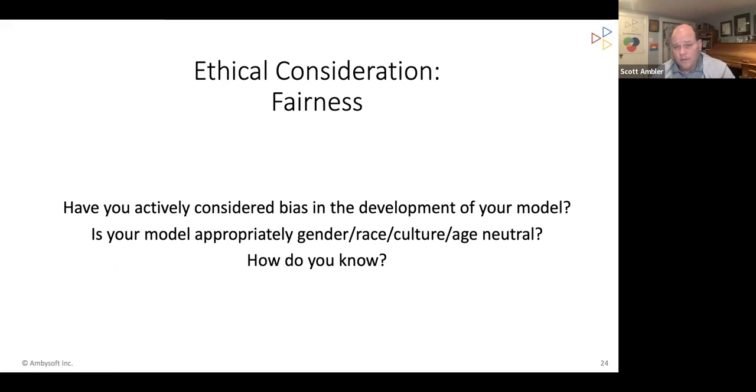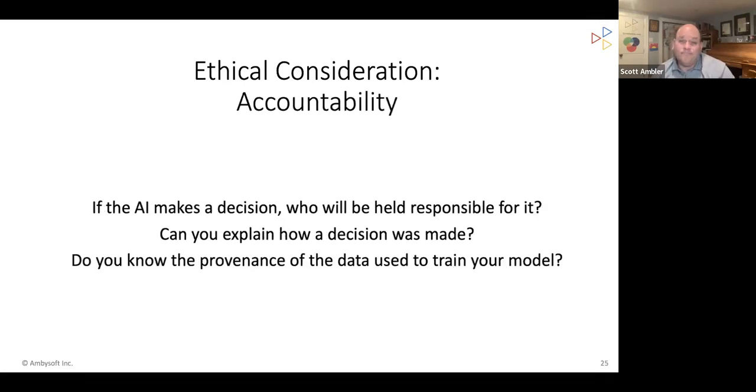And are they empowered? Is it psychologically safe for them to point out that maybe you're building something that's not fair, and have business processes that have been going on for decades, perhaps, that are clearly not fair? This is hard. Accountable. So if the AI makes a decision, who gets held responsible for it?